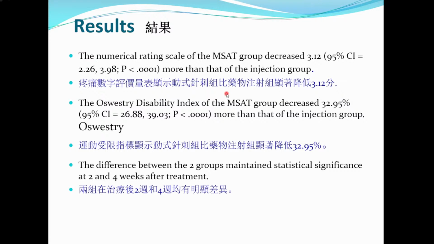They found that the numerical pain score after the treatment decreased 3.12 more in the acupuncture group than in the injection group. Pain decreased in both groups, but the acupuncture group decreased about 3 points more. The p-value was very significant, less than 0.0001. For the disability index, the acupuncture group had 32% more improvement compared to the injection group, p less than 0.0001, a significant improvement.